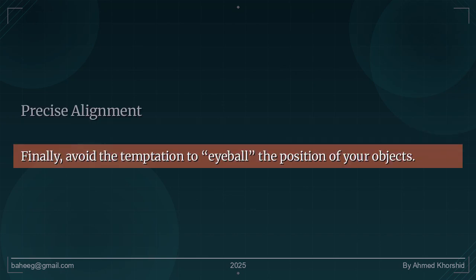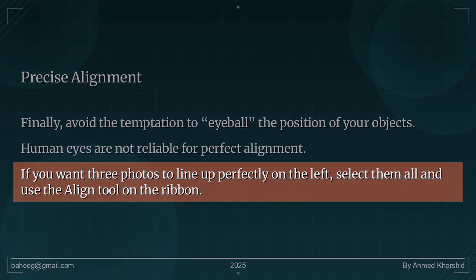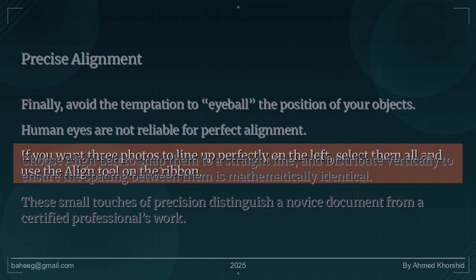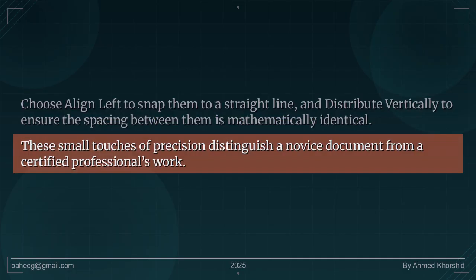Finally, avoid the temptation to eyeball the position of your objects. Human eyes are not reliable for perfect alignment. If you want 3 photos to line up perfectly on the left, select them all and use the Align tool on the ribbon. Choose Align Left to snap them to a straight line, and Distribute Vertically to ensure the spacing between them is mathematically identical. These small touches of precision distinguish a novice document from a certified professional's work.